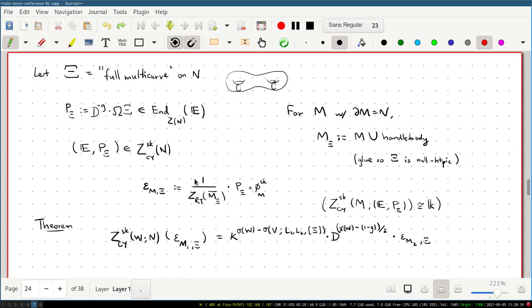So here, this is how we do it. Let C be a full multicurve. So it's a collection of g curves on a genus g surface, such that if you perform surgery, that results in S2. Any full multicurve like this, under some homeomorphism, always looks like that.